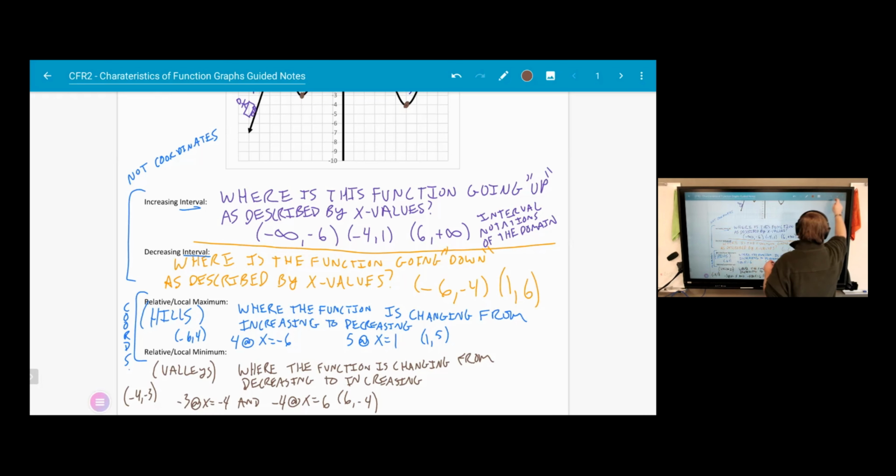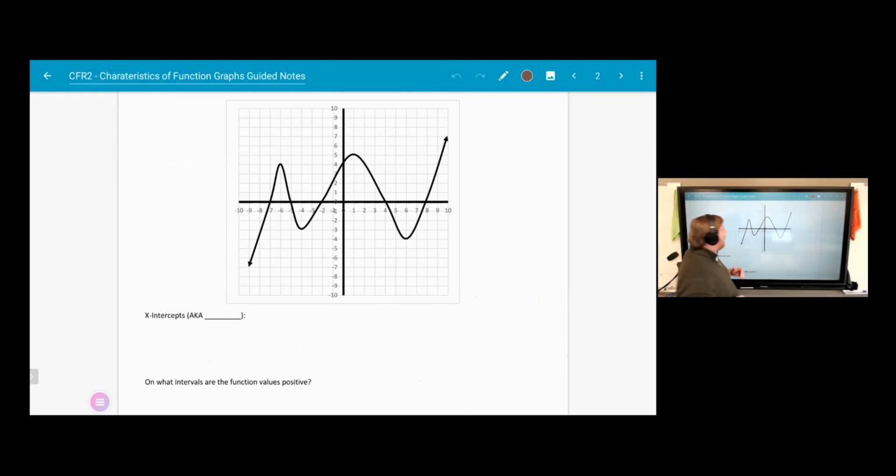Now that we've touched on that, let's look here. We've got four more little things that we're going to use to describe this one. We already know what x-intercepts are. We've done this in Algebra 1. We've done this in Algebra 2 now. X-intercepts, you also may have heard or will hear called the zeros of our function.